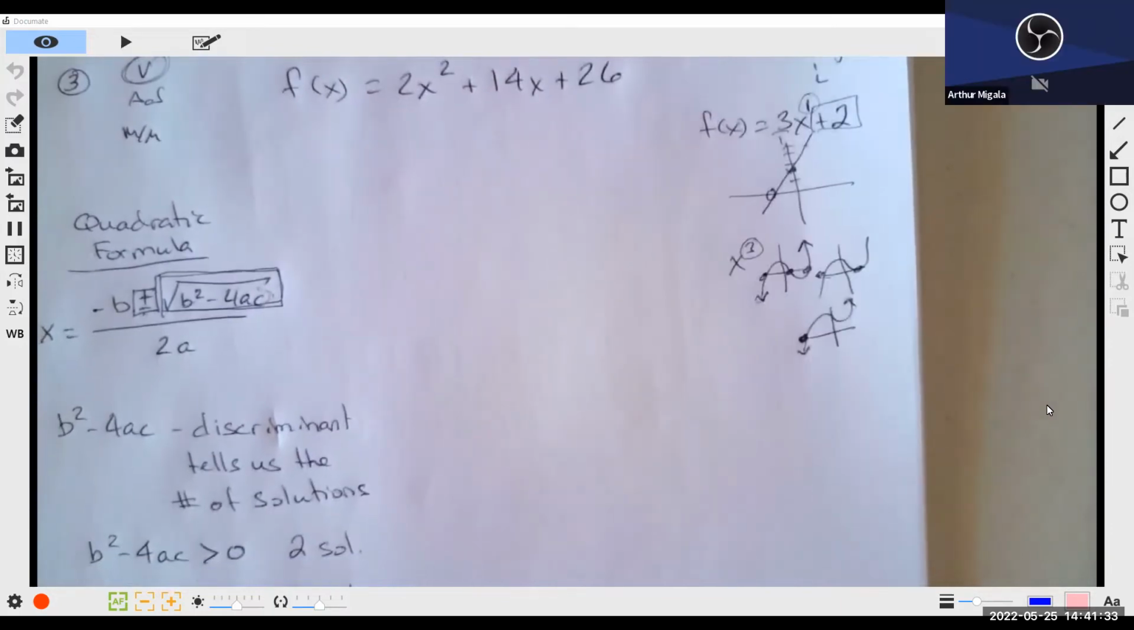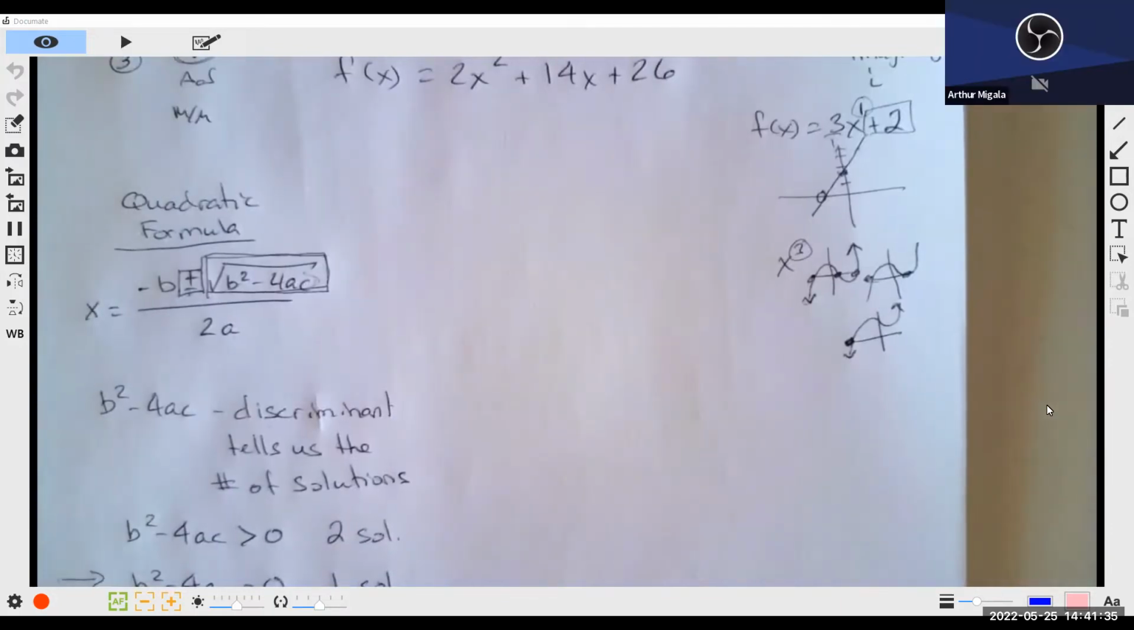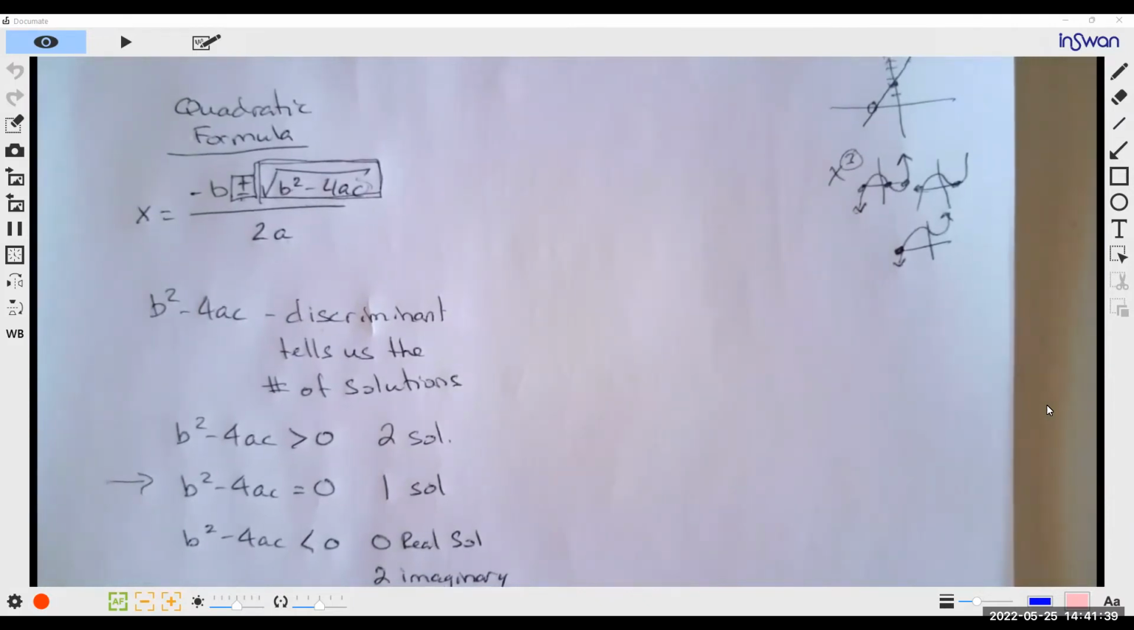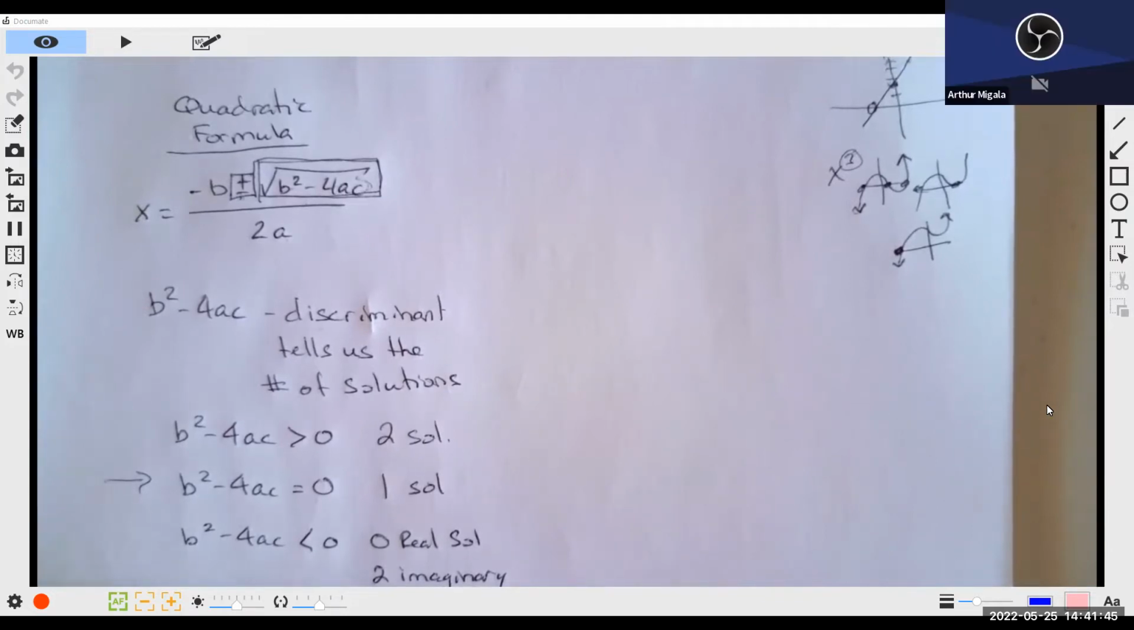If you understand that, that's why this part here is important. It's important because that's what's going to determine if there's 2 solutions, 1 solution, or 0.